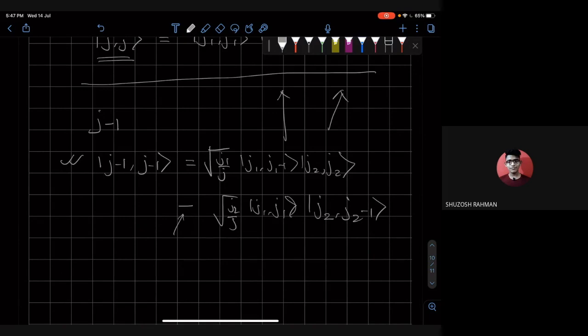And then we want to find all the other states in this multiplet. What do we do? Apply the lowering operator. Yeah, we start from this maximum state, apply the lowering operator, and automatically we get all the other states. Okay.